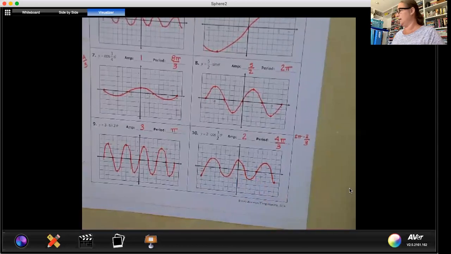Do the best you can on those graphs. All right, guys, this concludes our section on sine and cosine graphs. It concludes our section in our chapter on trig.